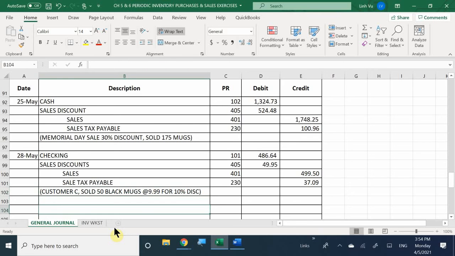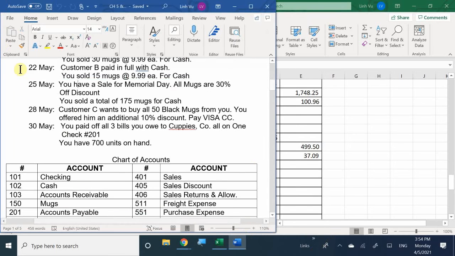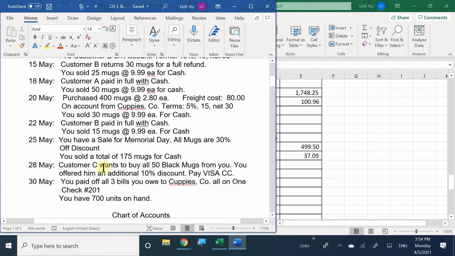Okay. Everyone good so far? Yes. All right. So lastly, let's see what happened here. So lastly, on May 30th, you paid off all 3 bills that you owe to Cuppy's Co. all on one check, number 201. So this is where you're going to have to go back through all of your information because we had a bunch of returns and a bunch of purchases, right?